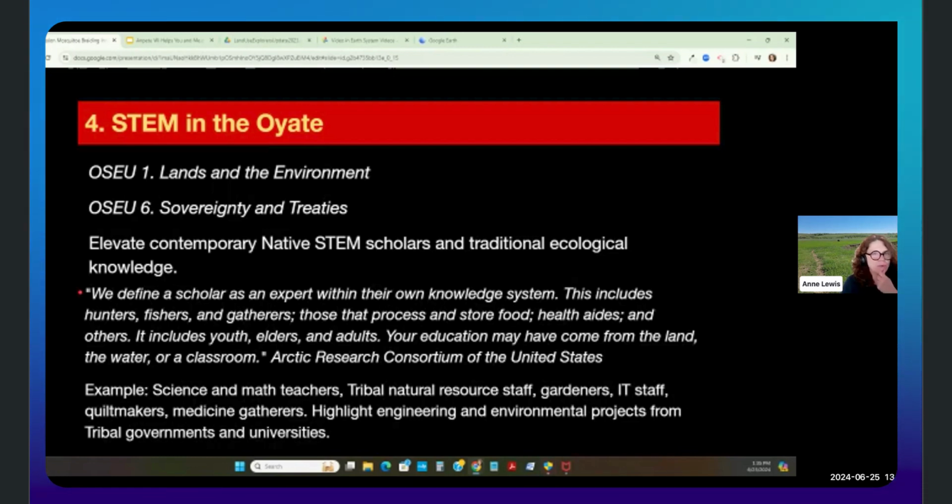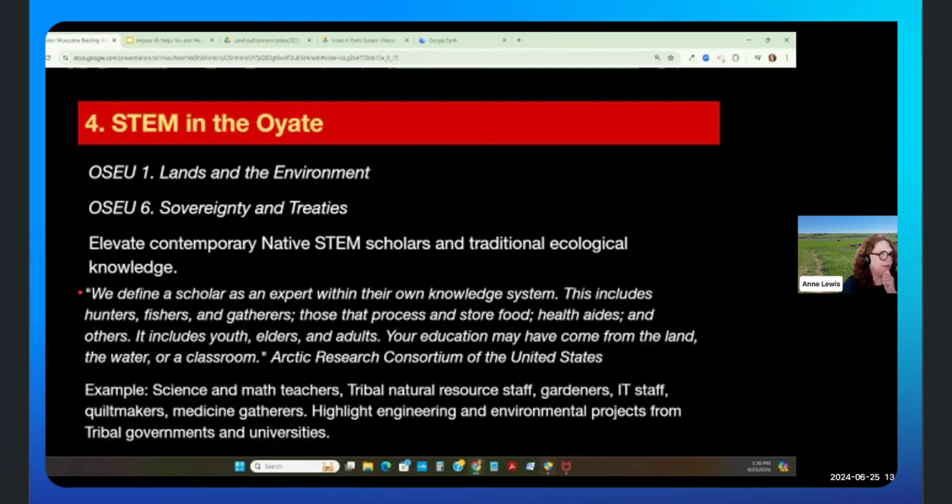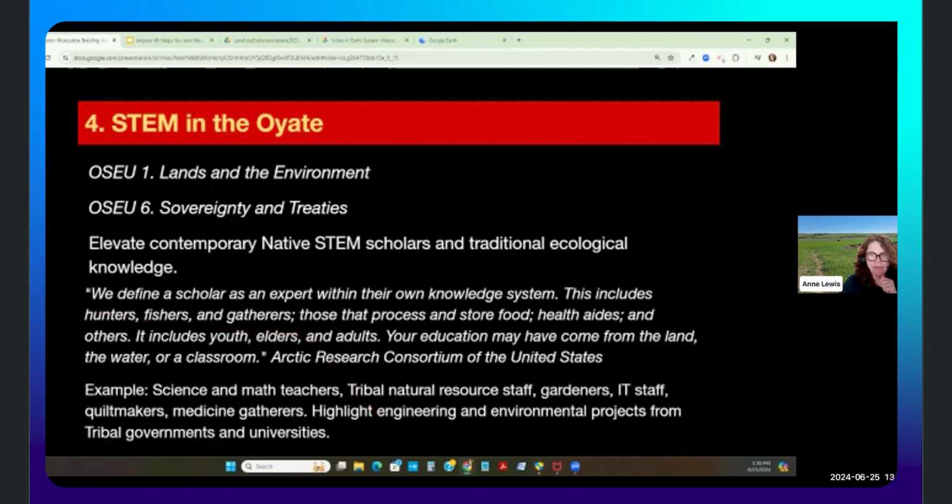And if you're not sure what I mean by equitable practices, I'll just stop sharing my screen for a moment because it doesn't have anything to do with what I'm talking about.